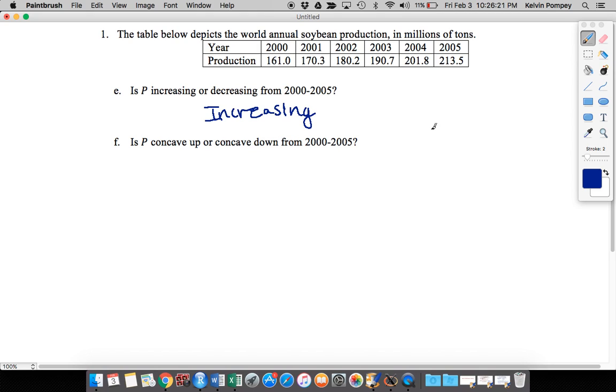If not, it's decreasing. When I think about concavity, I need to look at, okay, if it is already increasing, is it increasing faster as I go along?